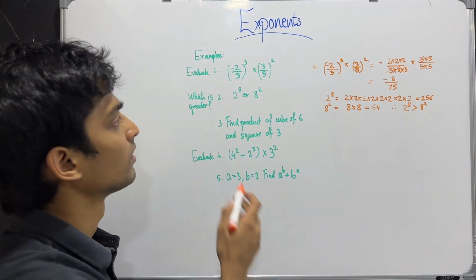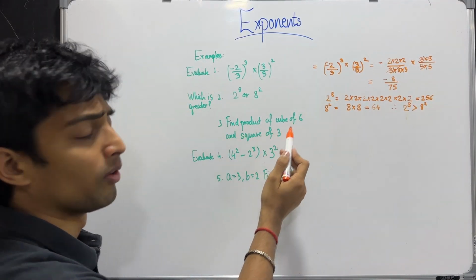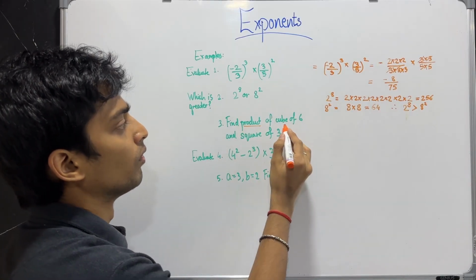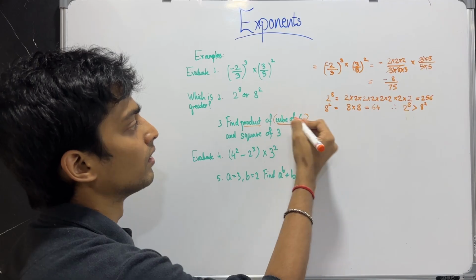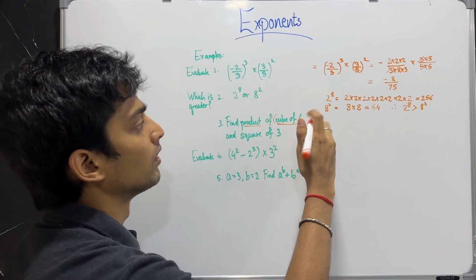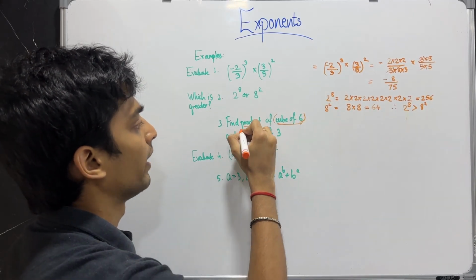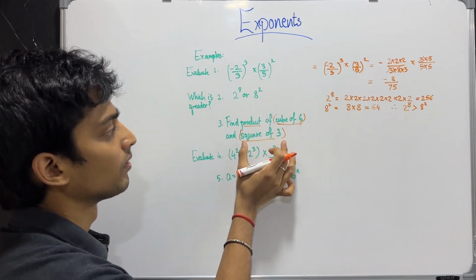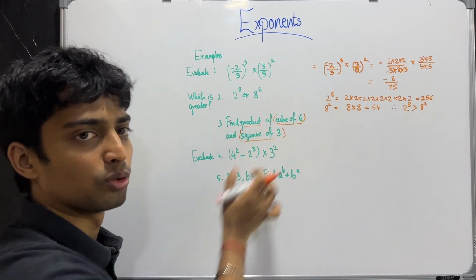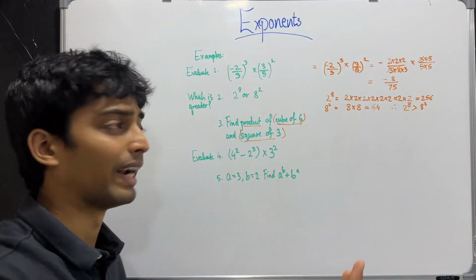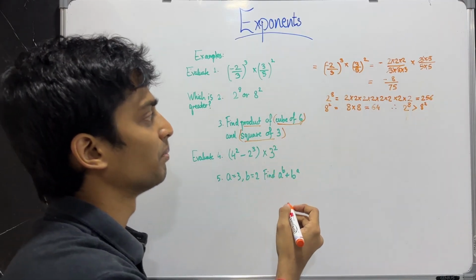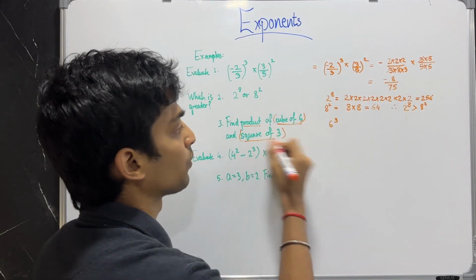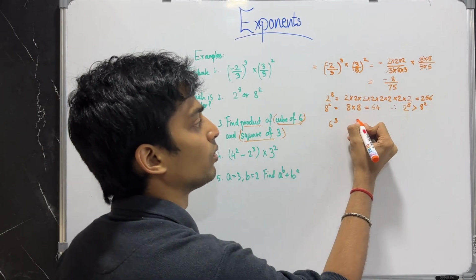Okay. Next, third one. Find the product of the cube of 6 and the square of 3. So we have to find the product of the cube of 6 and the square of 3. So these are two different units, and we want to find the product of these two. So let's first find them individually. Cube of 6 means 6 raised to 3, and square of 3 is 3 raised to 2.